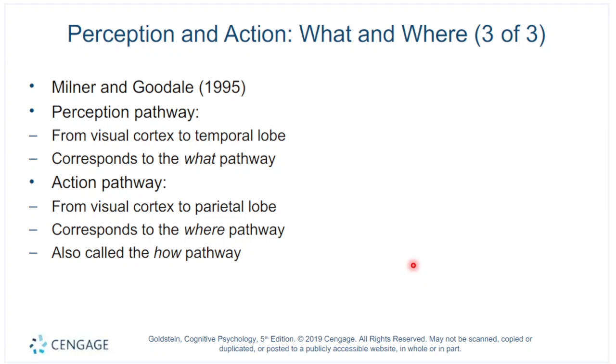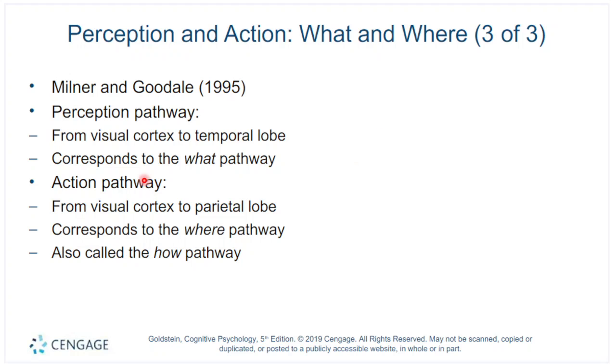Okay. So, according to a study by Milner and Goodale, the perception pathway is from the visual cortex to the temporal cortex. And this corresponds to the what pathway na napag-usapan natin kanina. So, from that area, going to the temporal lobe, doon daw napaprocess kung saan natin na-discriminate yung shapes ng object, kung paano natin na-discriminate kung alin yung alin.